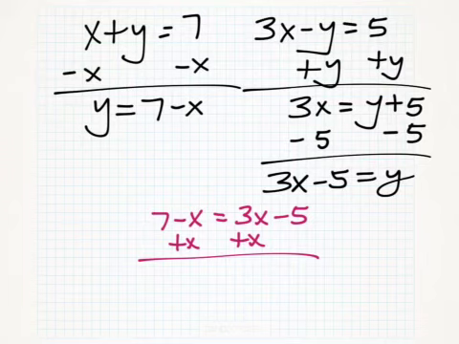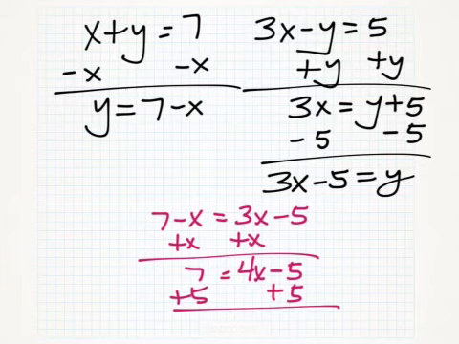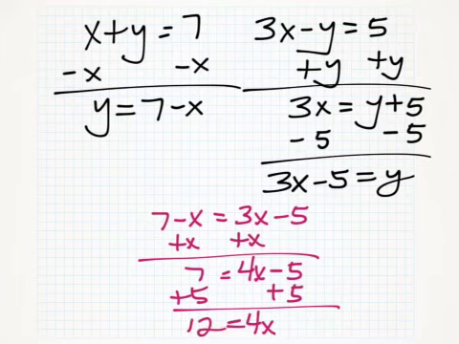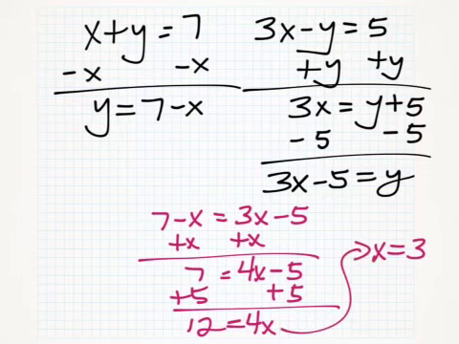I'll go ahead and add x to both sides. Simplified, I have 7 equals 4x minus 5. Go ahead and add 5 to both sides. And I have 12 equals 4x, so I'll need to divide both sides by 4. And x will equal 3.